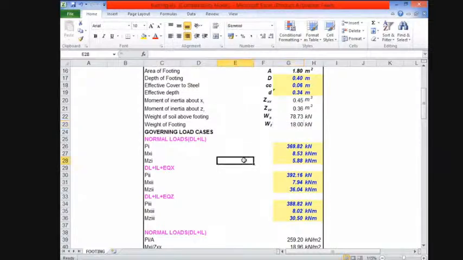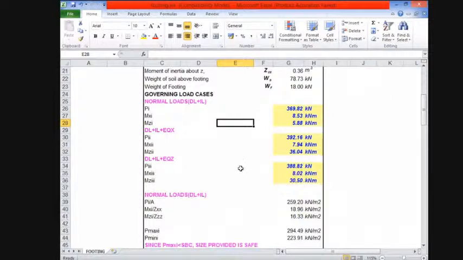Okay. And these are the normal load cases you are getting from the analysis. One is dead load plus imposed load; for that you will get the axial force, then the moment in X direction, then the moment in Z direction also. Then when it comes to seismic load, you have to check it for dead load plus live load plus seismic load. But the thing is, when you're designing your foundation, don't take the factor of safety for your pressure calculation.